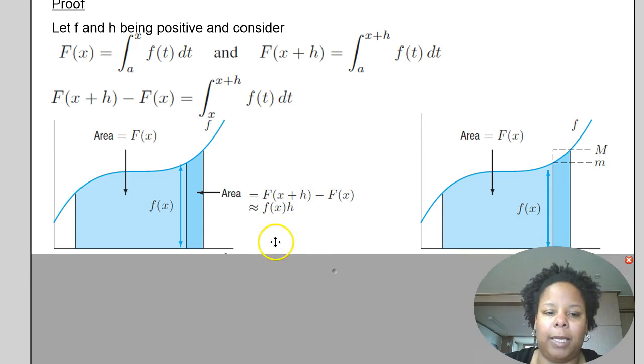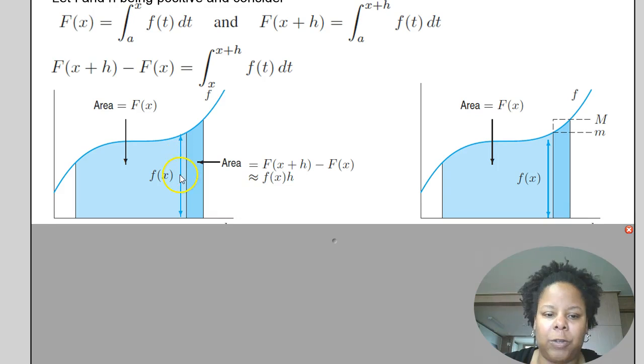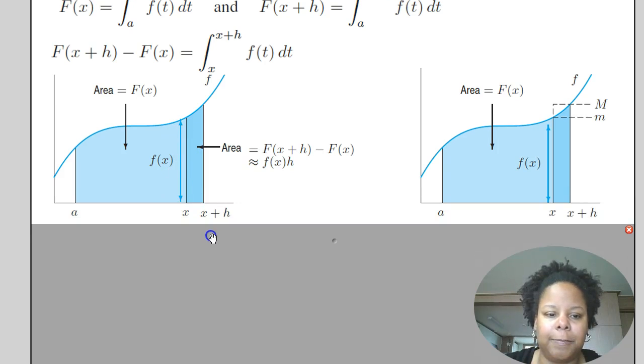Graphically, what does that mean? So here we have some function big F of x, and as you can see here, this light blue area is F evaluated at x, and this dark blue area, including the light blue area, is F evaluated at x plus h as far as the definite integral. And when we talk about the difference between the two, this difference can be represented as this area.